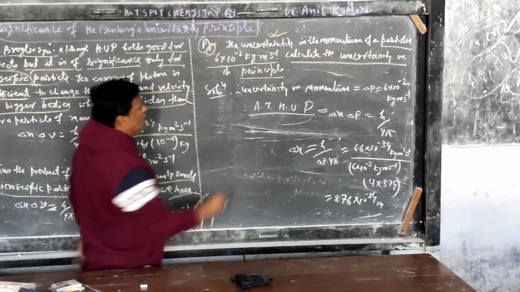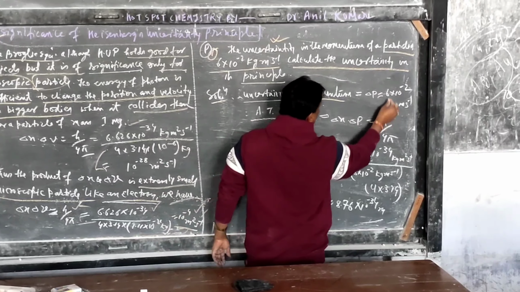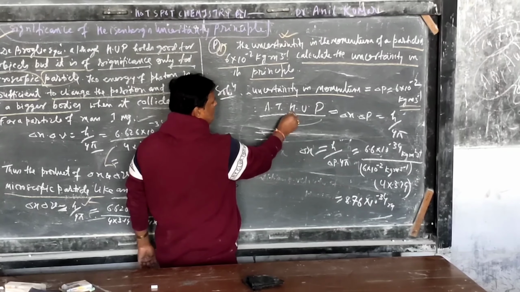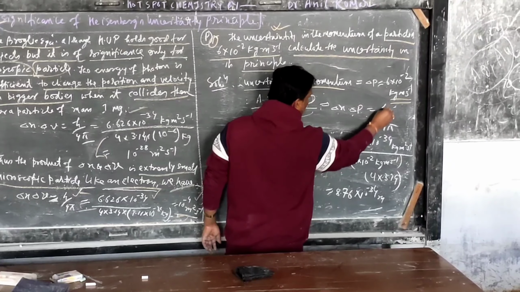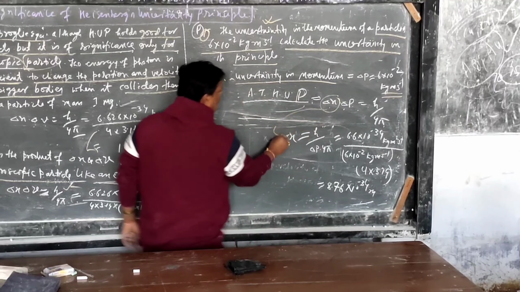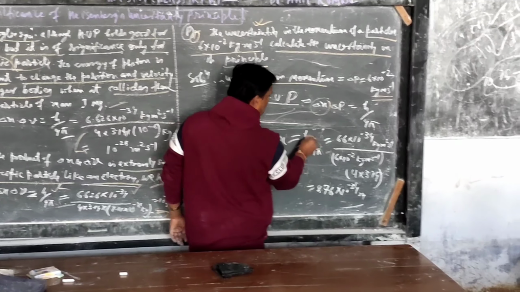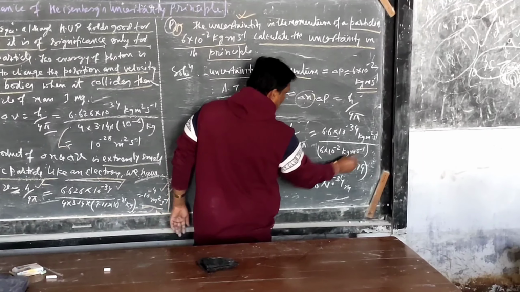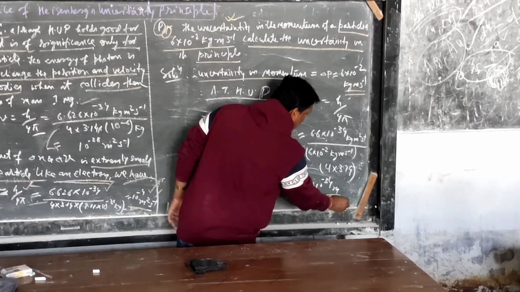Solution: the uncertainty in the momentum is given, that is, delta p is 6 into 10 to the minus 2 kg meter per second. According to the Heisenberg uncertainty principle, we know that delta x into delta p is equal to h upon 4 pi. Therefore, we have to calculate delta x. So delta x is equal to h upon delta p into 4 pi. Put the value of Planck's constant, the value of p and the value of pi. On calculation, we get 8.76 into 10 to the minus 34 meter.